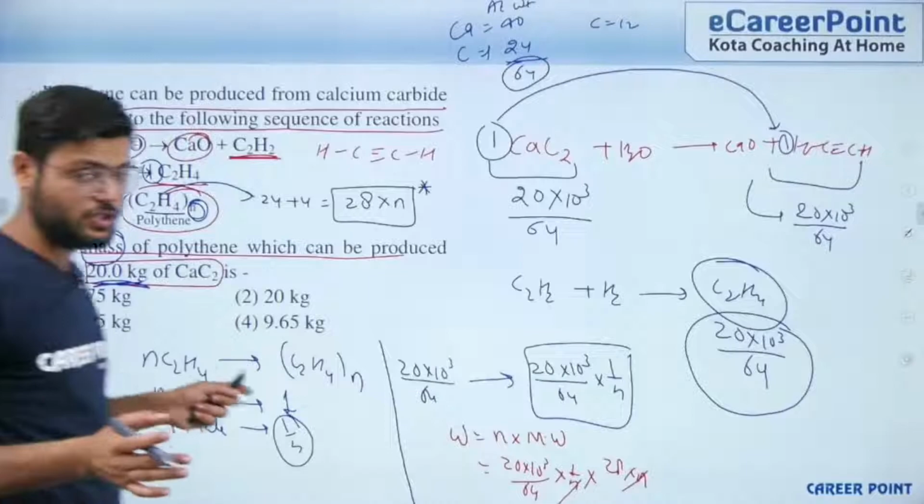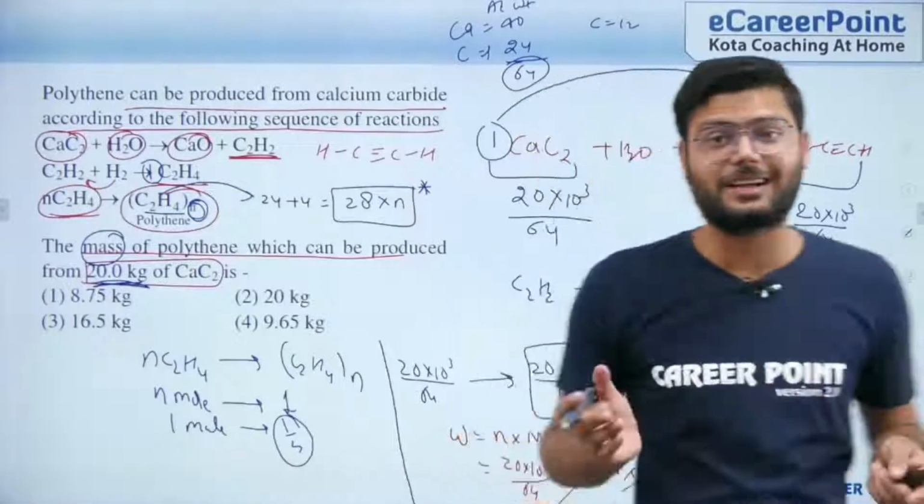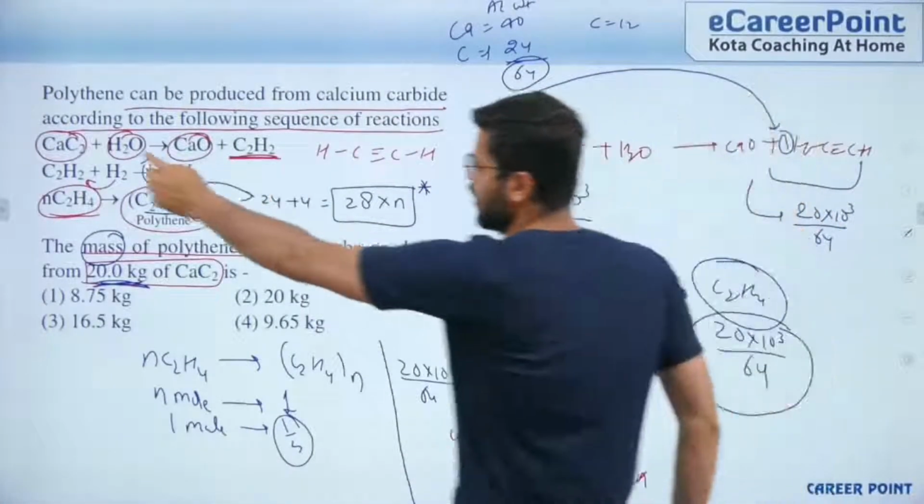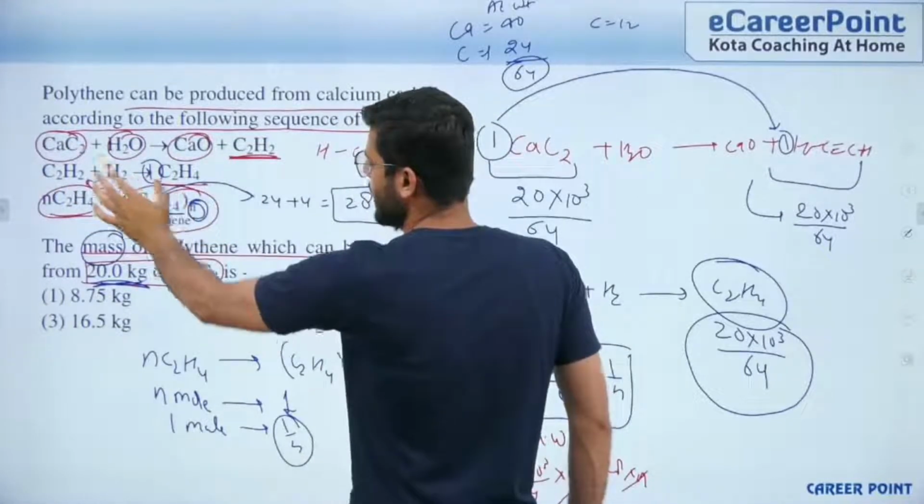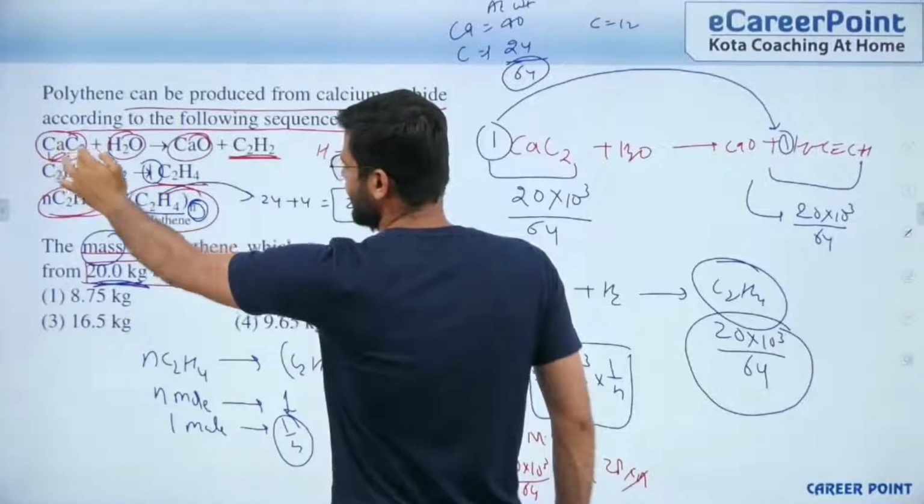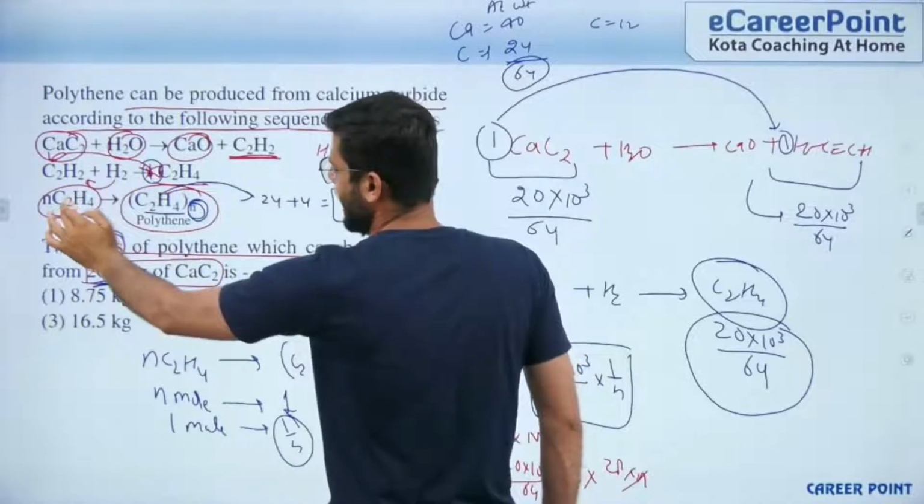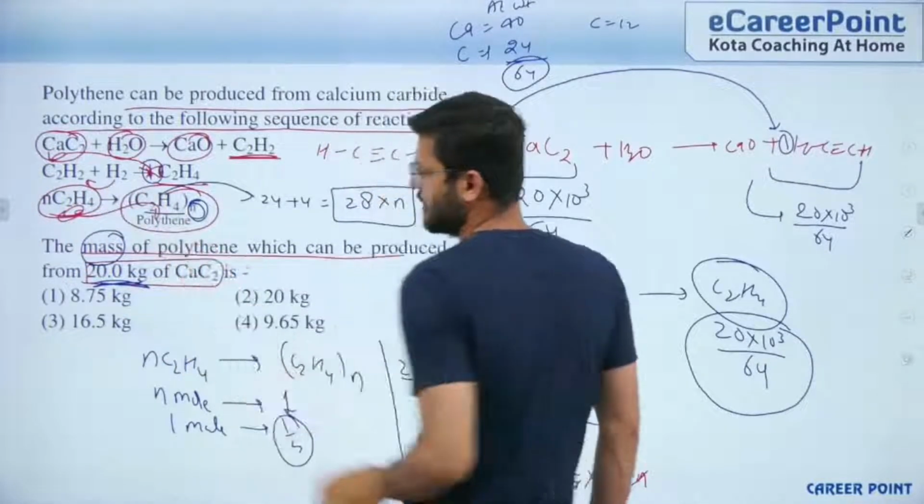So it is a very beautiful question. It is a sequential reaction where we have the information that 1 mole of this is going to make 1 mole of this, and 1 mole of this is going to make 1 mole of this. So the number of moles which is here is transferred completely here. Then here we have just solved it.